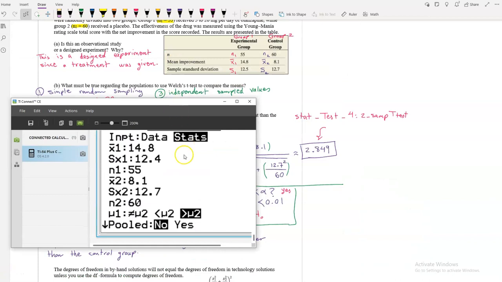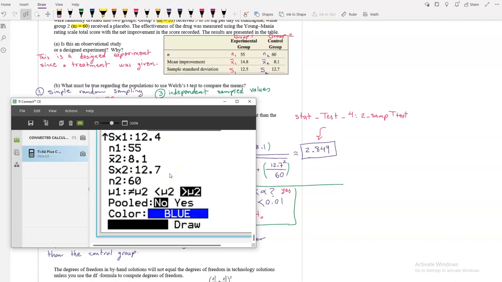So here we have to use stat, not data, but stat, and enter all these that I have here on this table. It's sample size, sample mean, standard deviation for the first group, and do the same thing for the second group. And we have the alternative as mu1 greater than mu2, so highlight that and then press enter, scroll down, highlight calculate, and then enter.